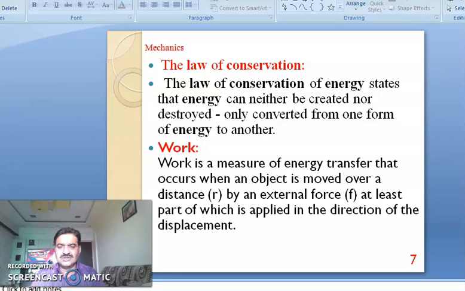Now let us turn towards the concept of work. Actually, work is a measure of energy transfer. It is the measure of energy transfer which occurs when an object is moved over a distance r by an external force F, at least part of which is applied in the direction of the displacement.